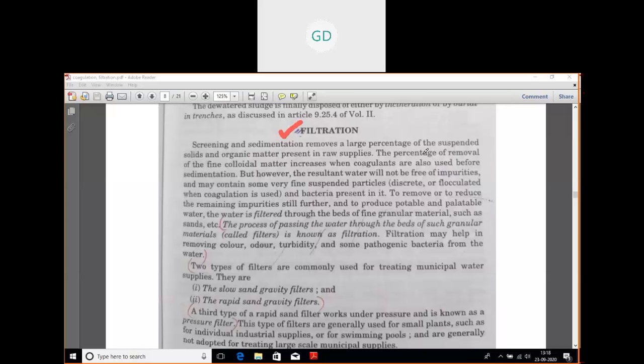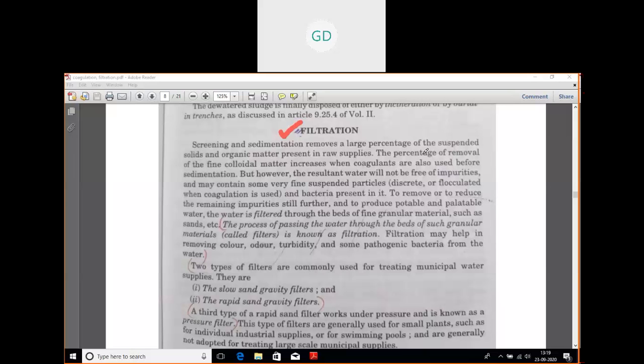Okay, so these things, especially the pathogenic bacteria, can be removed by your filtration process. I guess everyone knows the filtration process, because in your home also you can see the filter materials that are used in your tank, right? So basically for your filtration process, the filter materials that we use are gravel and sand.